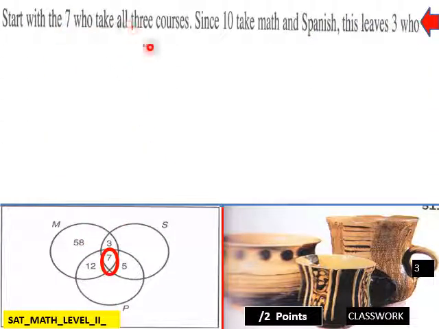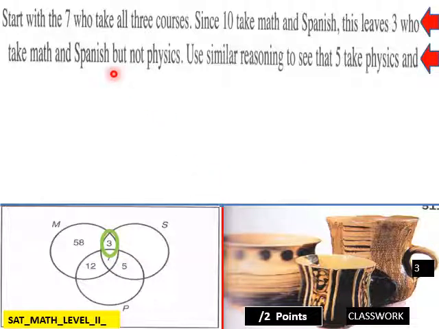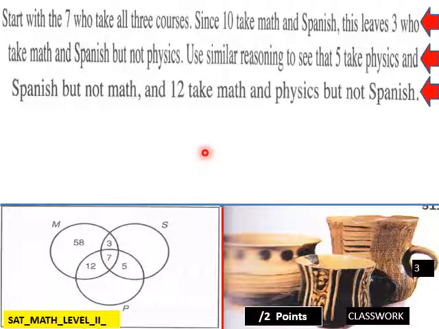Start with the 7 who take all 3 courses. Since 10 take math and Spanish, this leaves 3 up here who take math and Spanish but not physics. Use similar reasoning to see that 5 take physics and Spanish but not math, which is over here. And 12 take math and physics but not Spanish, so that's that 12 there.